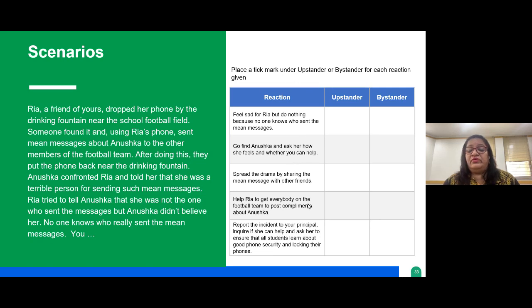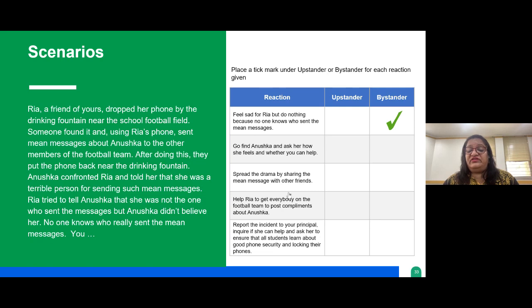Would you please write down what kind of reaction you would give to this situation? An upstander or a bystander? Just write down the word upstander or bystander for the first reaction. I don't see many responses. So in this scenario, when you're feeling sad for Ria but do nothing because no one knows who sent the message, you would just be a bystander. You cannot do anything about this, right?